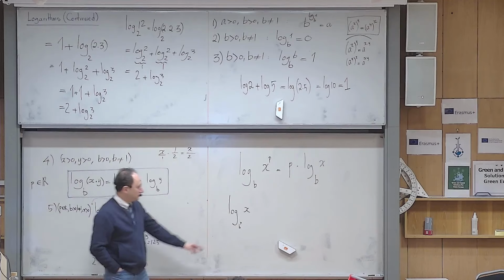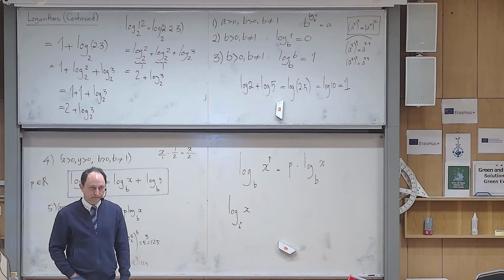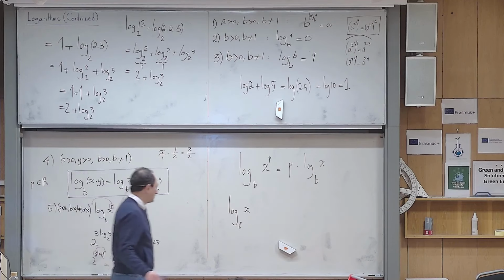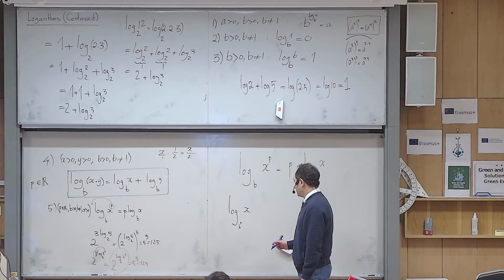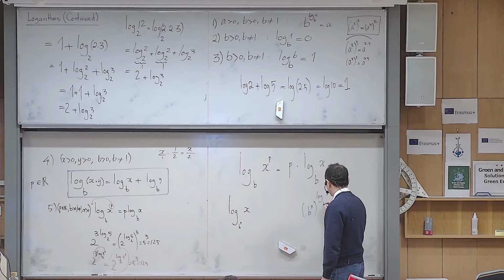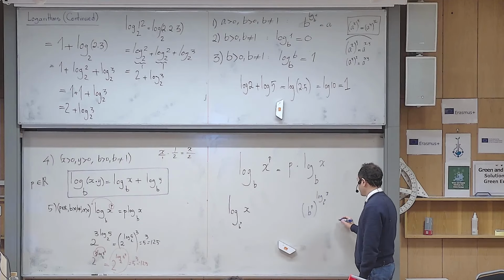Now the interloper is that p. Do you have any ideas? Well, if you raise b to the power of p, to the power of log x over bp, you can just put p beside the log. So this one goes here.